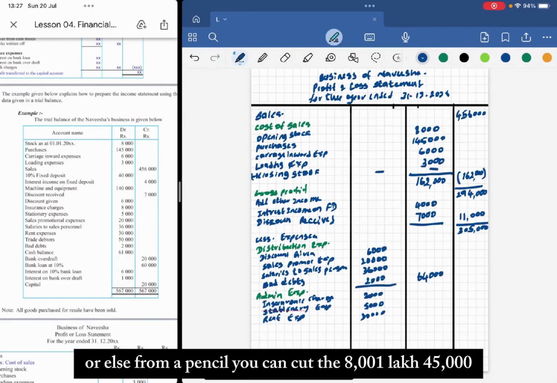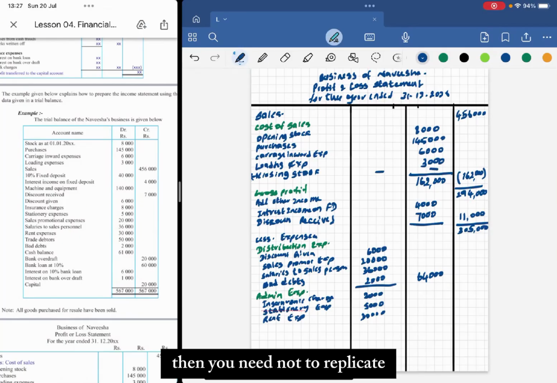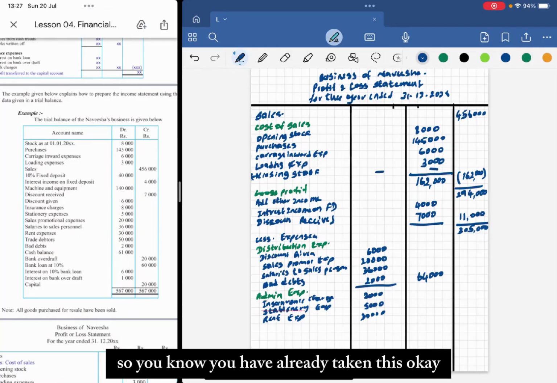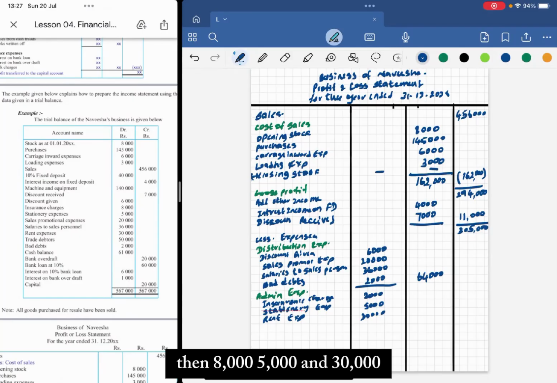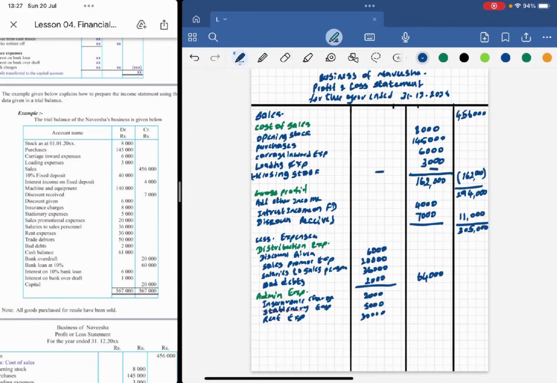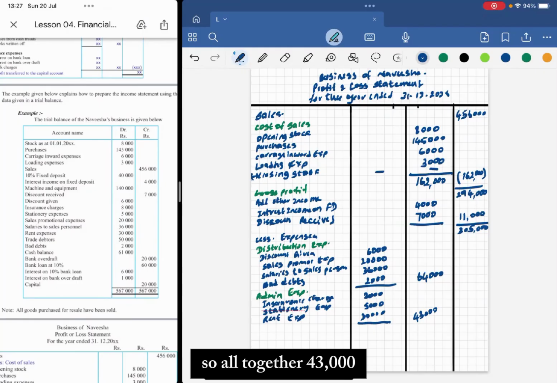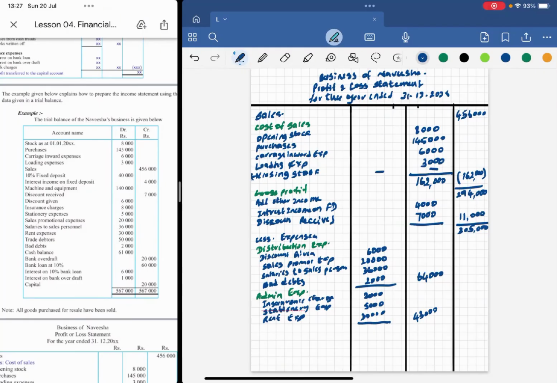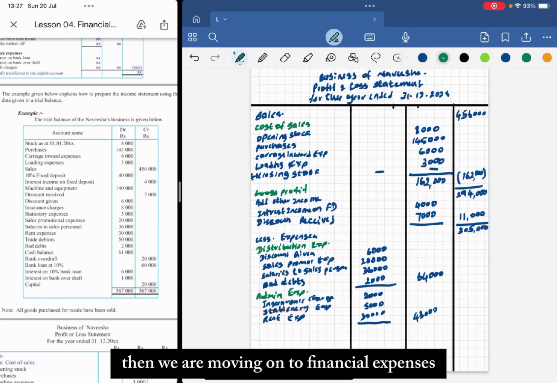Or else from a pencil, you can cut the 8,000 and 1,45,000. Then you need not replicate looking at this information. Okay, so you know you have already taken this. Then 8,000, 5,000 and 30,000. So altogether 43,000, right? So altogether 43,000. Then we are moving on to financial expenses.